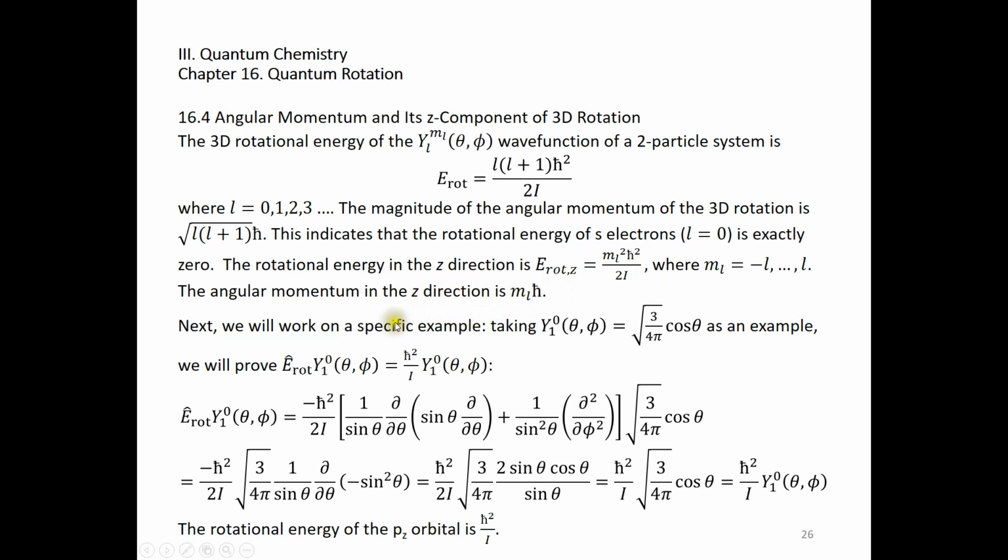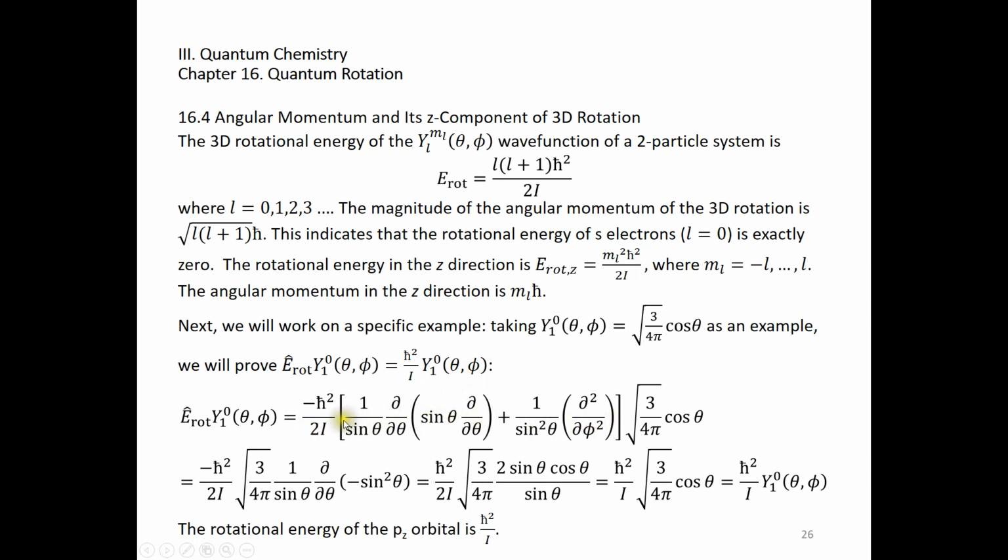Now we look at one specific example. This function Y with L equals 1, m sub L equals 0 corresponds to the pz atomic orbital. The function is cosine theta. We'll just prove this. We'll apply the rotational energy operator to the wave function and see if we can get h bar squared over I times the wave function.